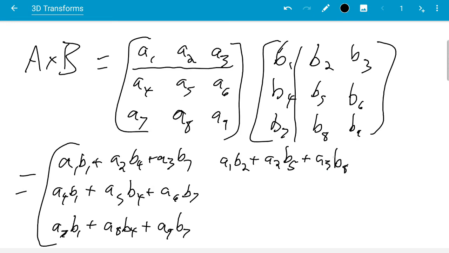Alright, those same B values are going to show up in the next one when I move down one row. A4, B2, A5, B5, A6, B8.